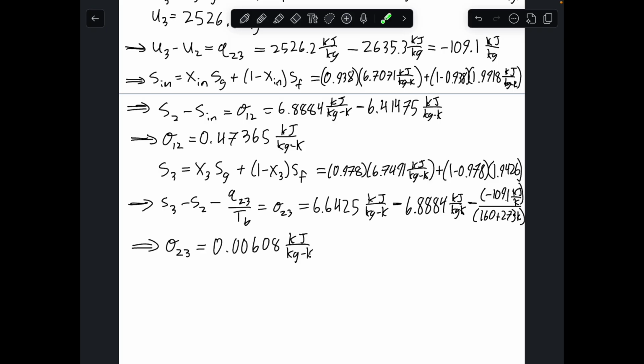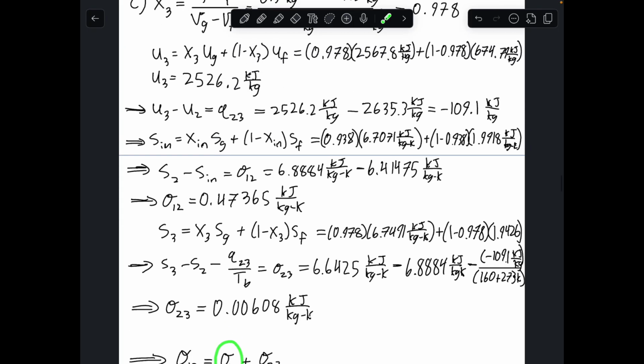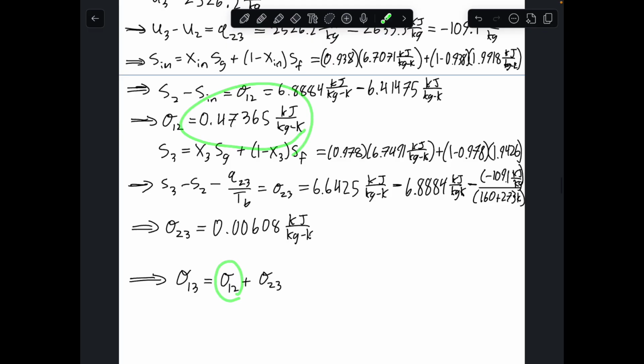Remember to check to match your units. Here we have kilojoules per kilogram for the heat transfer term, and then we're also dividing by a Kelvin, so we get everything in these units of kilojoules per kilogram Kelvin. And the final step is to just add them together. So sigma from 1 to 3 should be equal to sigma from 1 to 2 plus sigma from 2 to 3. So we found these terms up here and right here. So we just plug in our numbers.